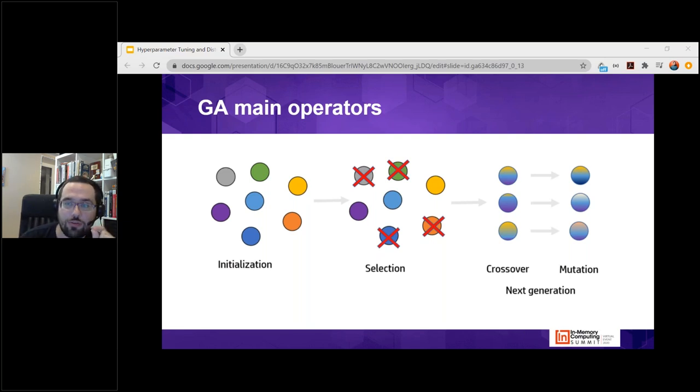These previous steps are repeated until the maximum number of generations is reached. For example, we set up 10, so only 10 generations will be produced. It defines the upper estimation of our training runs which could be executed. Or we could have another condition for convergence, for example, our fitness function does not change from generation to generation. This is another stop criterion.